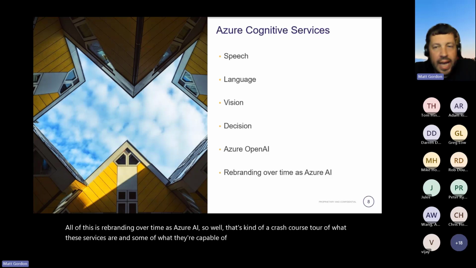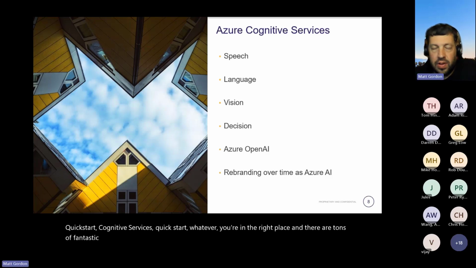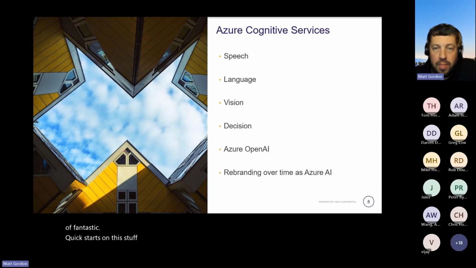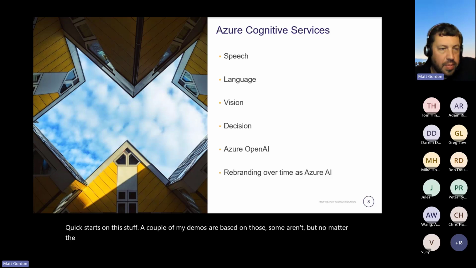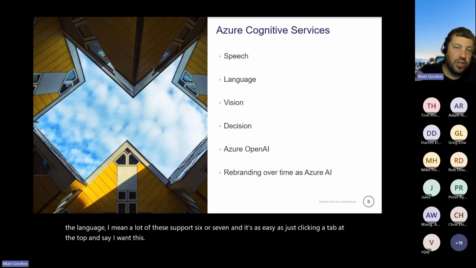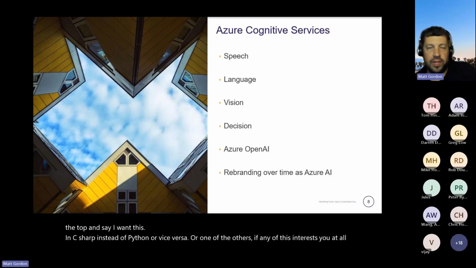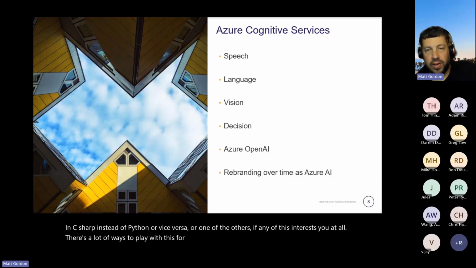That's a crash course tour of what these services are and some of what they're capable of. If you're on a page that says Azure AI, quick start, cognitive services, quick start, whatever, you're in the right place. There are tons of fantastic quick starts on this stuff. A couple of my demos are based on those, some aren't, but no matter the language, a lot of these support 6 or 7, and it's as easy as clicking a tab at the top and saying, I want this in C# instead of Python, or vice versa. If any of this interests you at all, there's a lot of ways to play with this for free or for very little money.